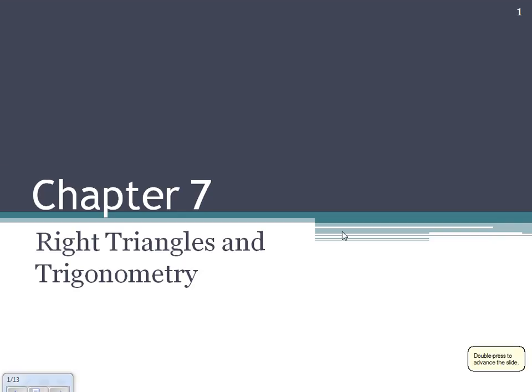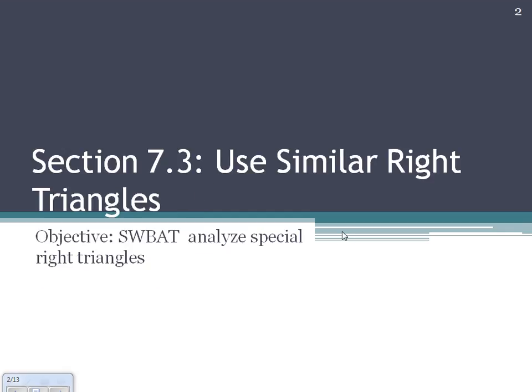Chapter 7, still on this, right triangles and trigonometry. Today's lesson is 7.3. I hope to finish it, but we may not. So we're going to start, and hopefully I'll get through it. So 7.3, use similar right triangles. Our objective is listed below. Students will be able to analyze special right triangles.